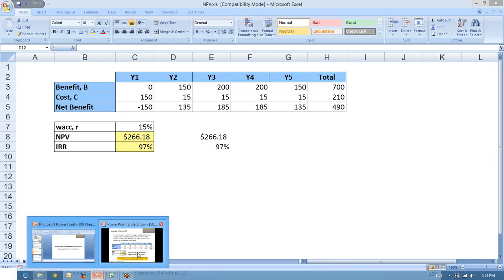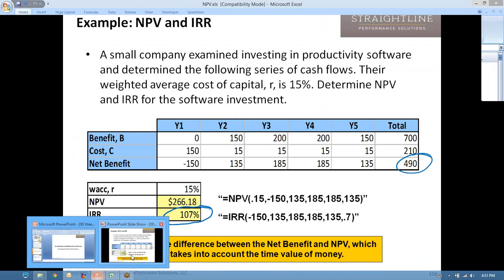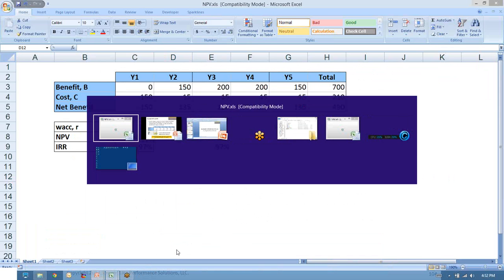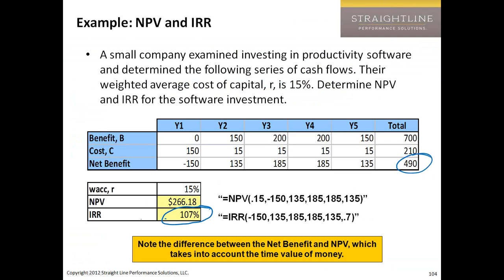Let's go back to the show. So this should be 97%, just in case you were trying. We should not include that in the IRR calculation.